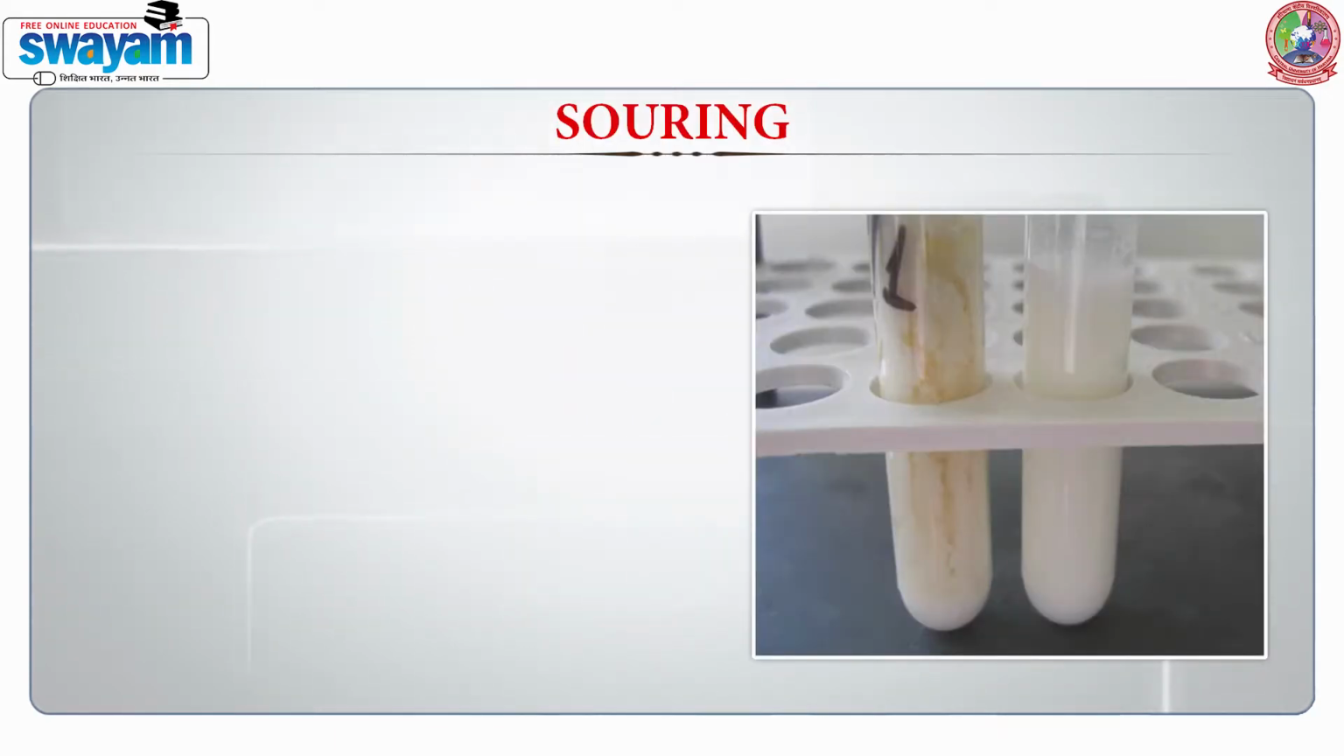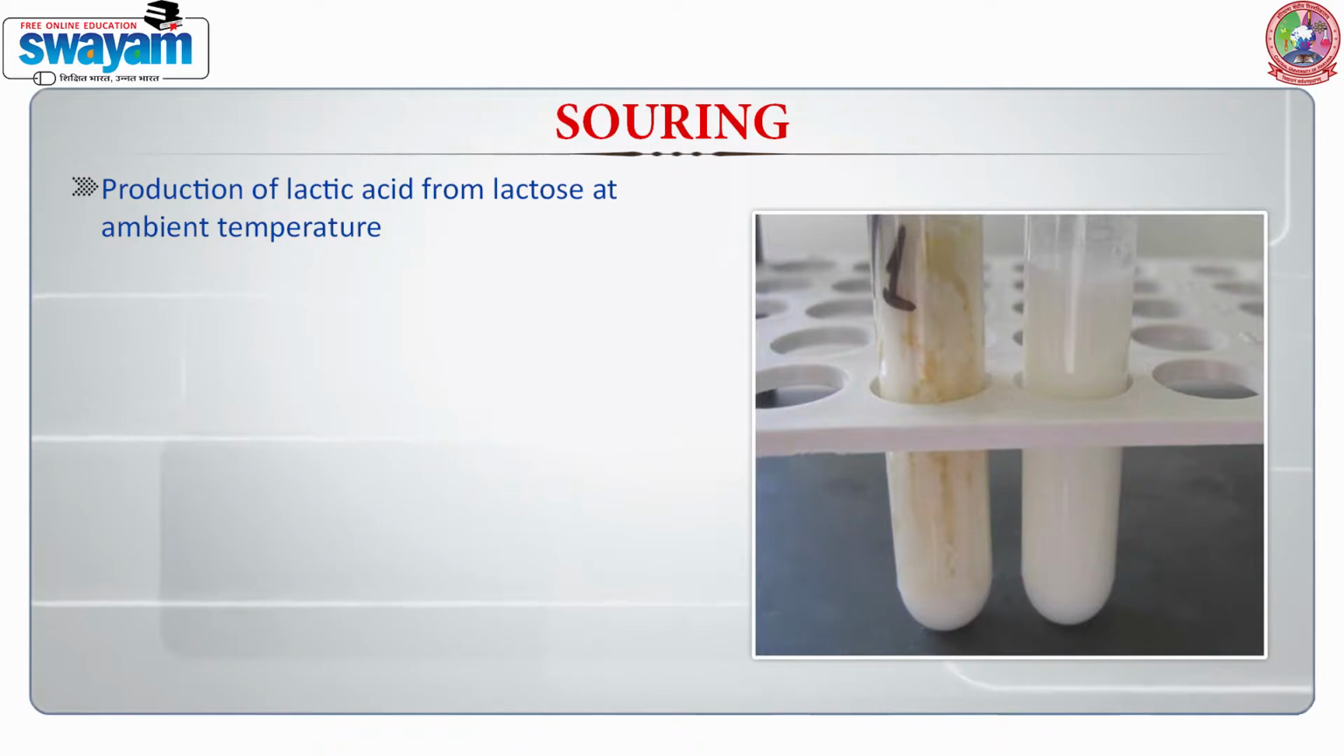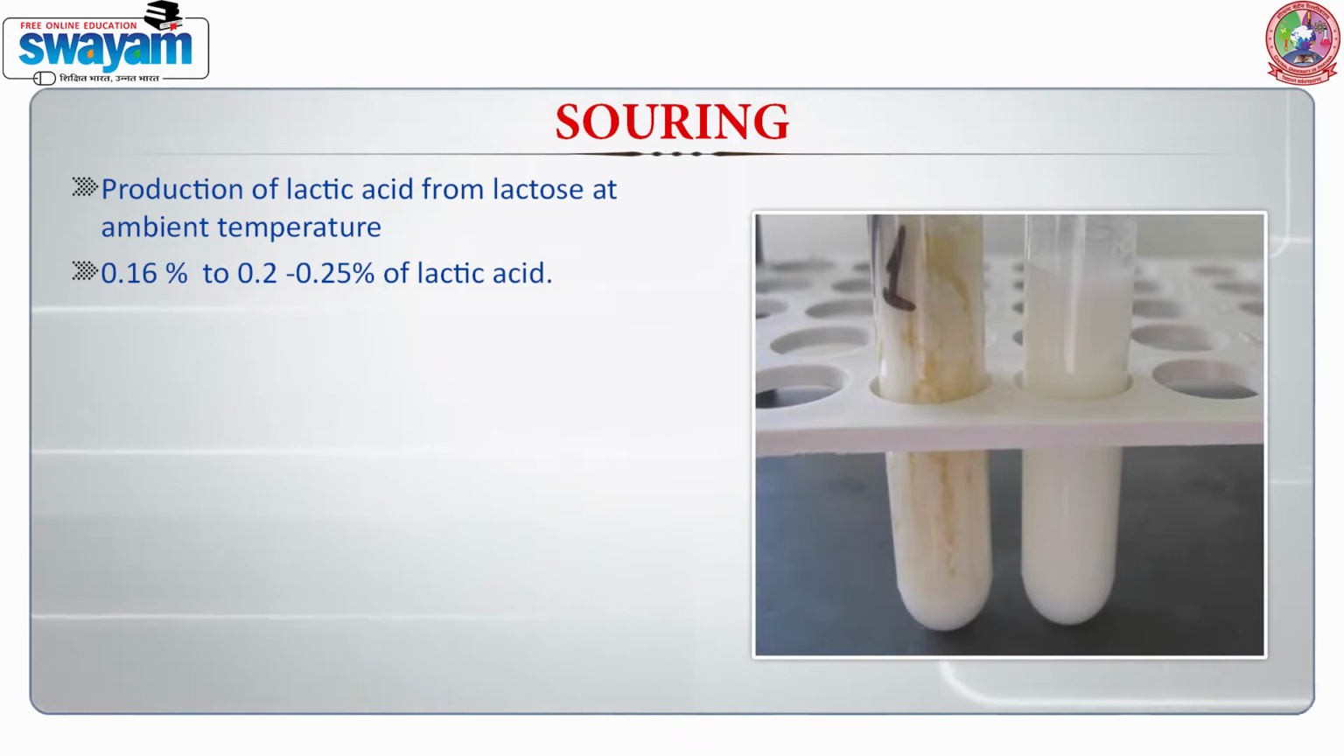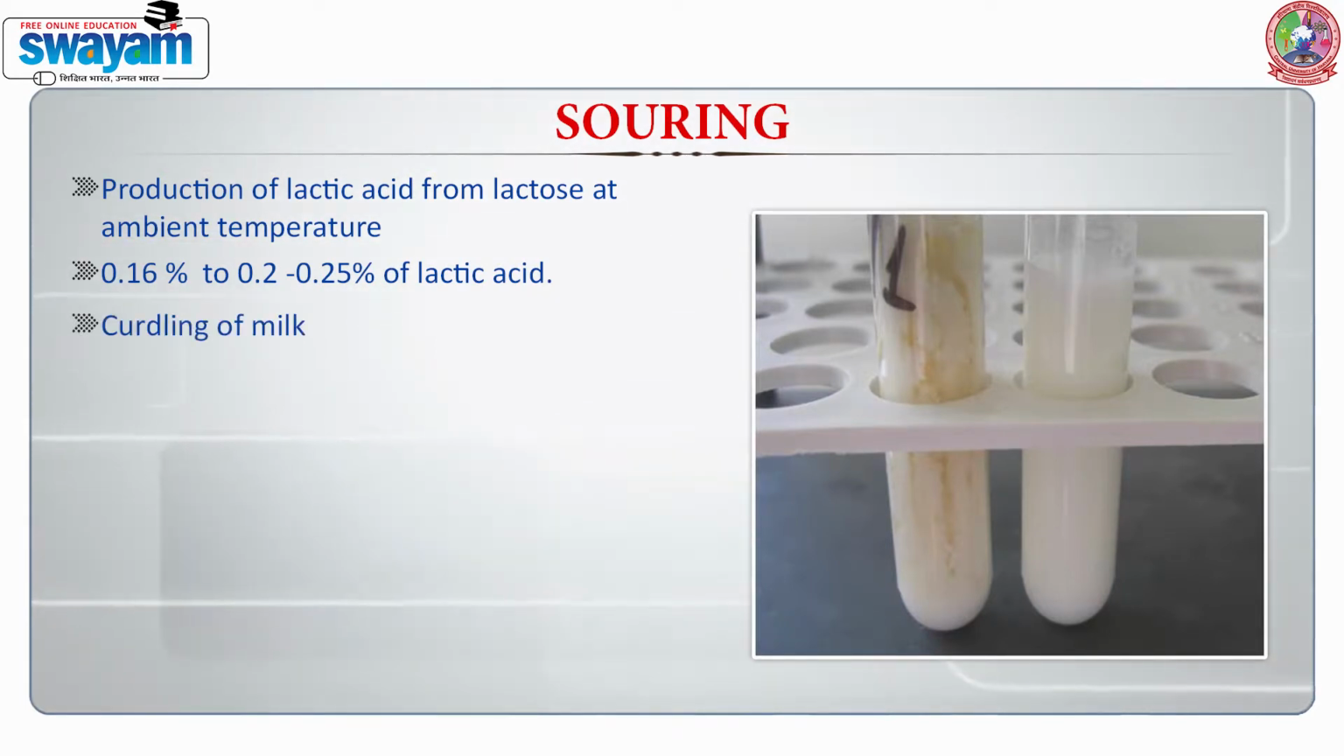Souring is one of the most common defects found in milk and milk products. It occurs due to the production of lactic acid from lactose. Lactose is a milk sugar, and at ambient temperature it is converted into acid, and when this acidity changes from 0.16% to 0.2%, it leads to curdling of the milk.